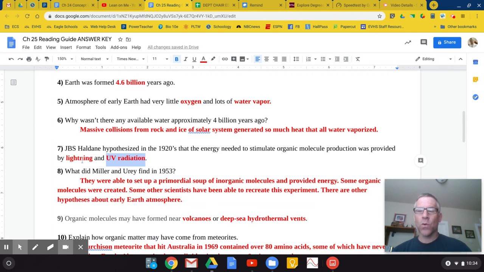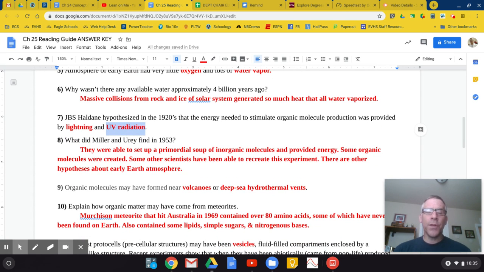Those energy sources could have fueled biosynthesis, or the anabolic building of these monomers, our amino acids and our nucleotides, which then could have led to the biosynthesis of putting those together to build the big macromolecules. So Miller and Urey, we're talking about two scientists. We're fast forwarding about 30 plus years.